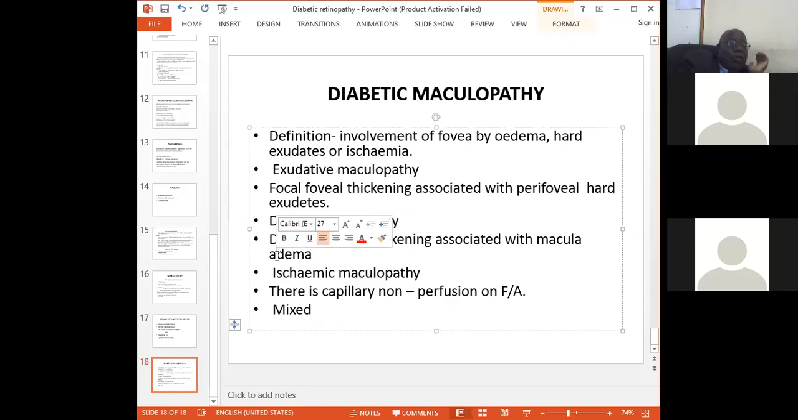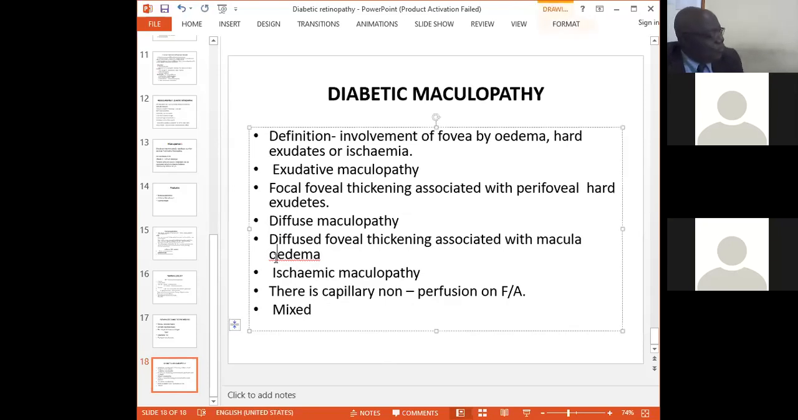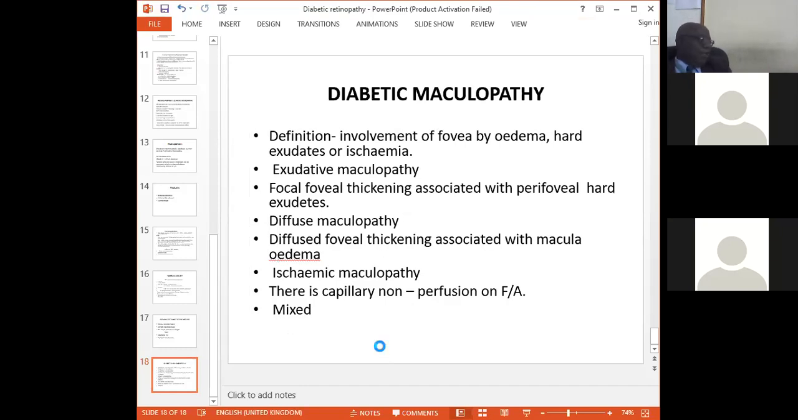So you cannot tell that this is ischemic maculopathy by simply doing a fundoscopy. This has to come with a fluorescein angiography, which outlines the small blood vessels. You will see that there are no vessels around on the macula, on the fovea. That's when you can say this is non-perfusion. Without fluorescein angiography, you can't just make out that there is ischemic maculopathy.